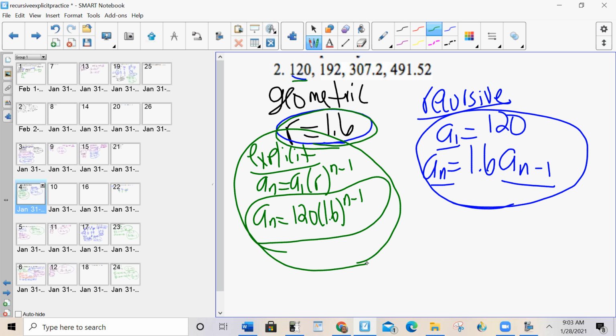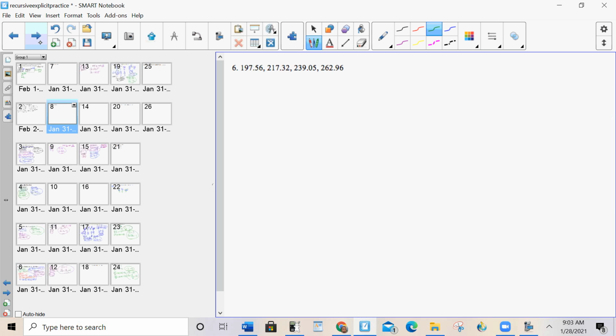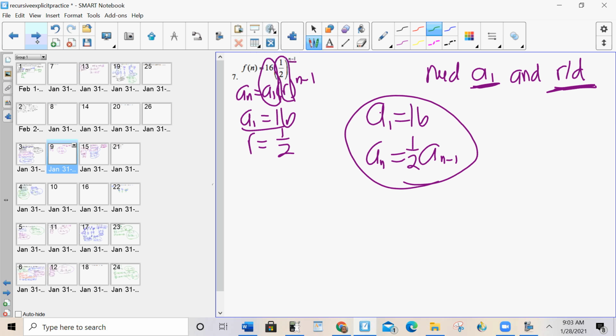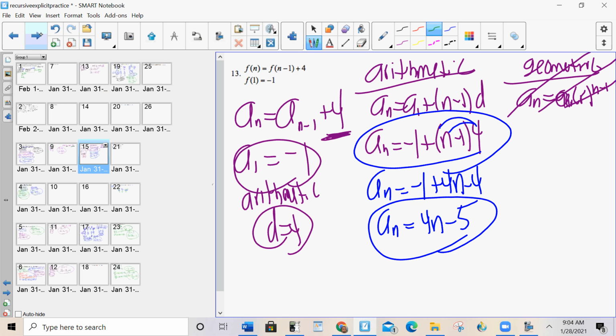Explicit formulas are on your reference sheet. Recursive is always A1 equals, An equals An minus 1, and you're just telling me what you're doing to the previous term. In general, if I want to write a sequence, whether it's explicit or recursive, arithmetic or geometric, I need A1 and either r or d. So if they give you the explicit form and they want you to write it recursively, you need to pull the A1 and the r or d from the formula to write the other, and vice versa. That was the next section.